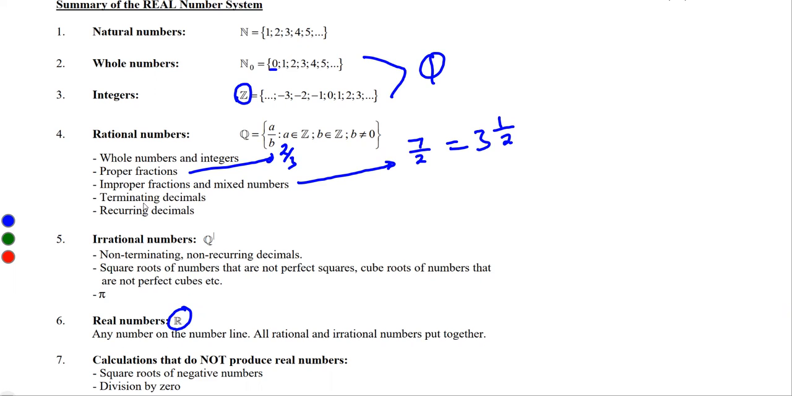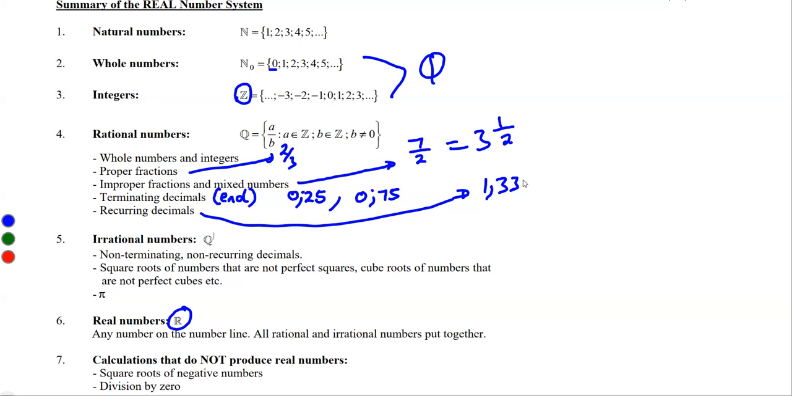Now, what about terminating decimals? What does this mean? They do end. For example, 0.25 is a terminating decimal, it does end. 0.75 is also an example of a terminating decimal. What about recurring decimals? When we're talking of recurring decimals, the numbers after the comma repeat themselves. For example, 1.3333, it goes on like that.